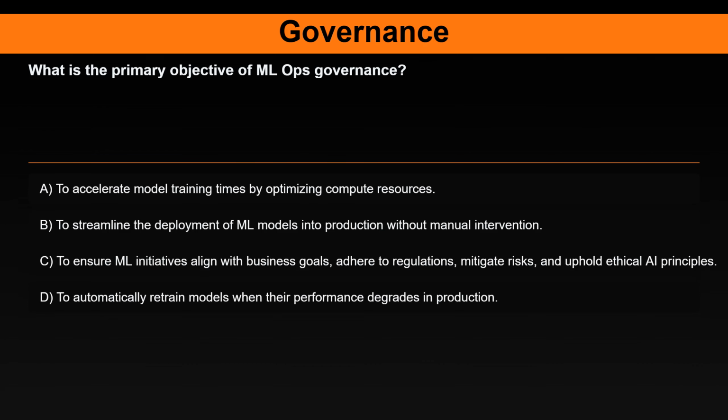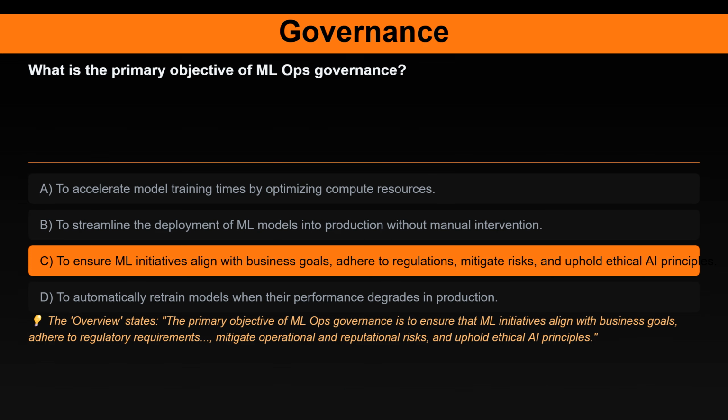Question 7. What is the primary objective of MLOps governance? Option A. To accelerate model training times by optimizing compute resources. Option B. To streamline the deployment of ML models into production without manual intervention. Option C. To ensure ML initiatives align with business goals, adhere to regulations, mitigate risks, and uphold ethical AI principles. Option D. To automatically retrain models when their performance degrades in production.